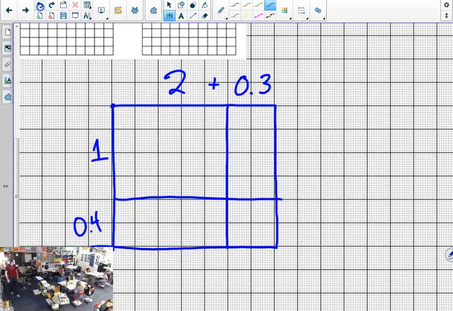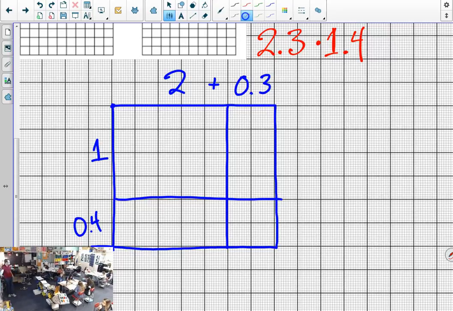Please make sure that somewhere either above this or near it, you have notated that the problem we're doing is 2.3 times 1.4. This is going to be way easier than you realize. Because everyone's like, why do I have to draw this rectangle? It's really less to do because it makes the math easy.